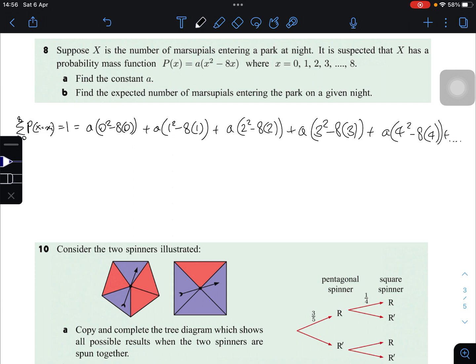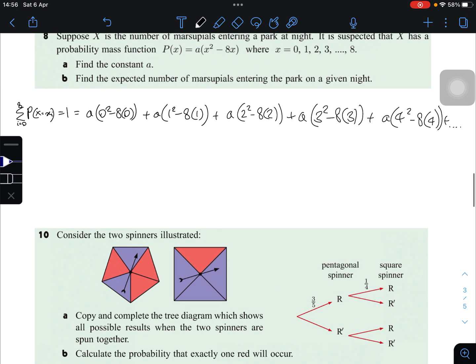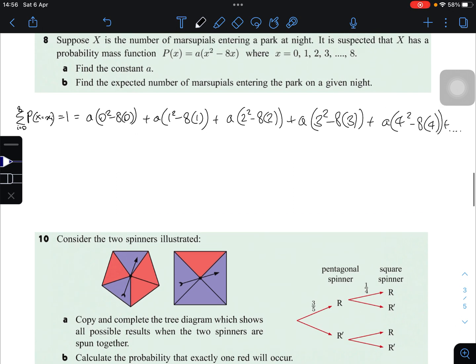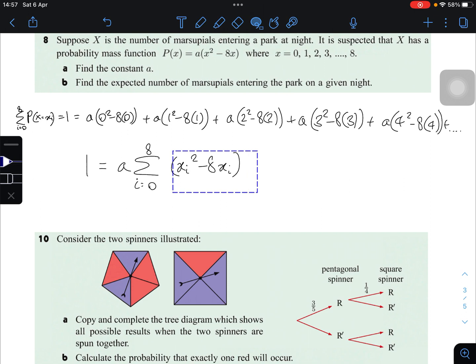Or you could try just put it in the summing. That's a good one actually. You could try put it into the sum on your calculator and just take outside a. So either you can use a calculator and you can do 1 equals a lots of the sum between i equals 0 to 8 of p of xi, but p of xi in our case is a of xi squared minus 8 lots of xi. I've taken the a outside, sorry, already, but this section here can be plugged into your graphical calculators.